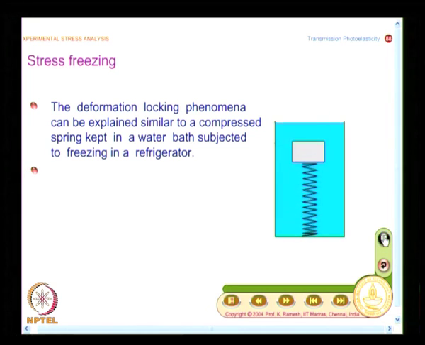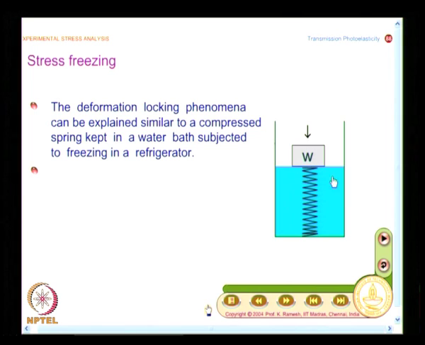So, what I am doing is I am taking a spring, I compress it and put it in water and keep this in a fridge. What will happen? I keep the spring compressed and I apply the load and I keep it in the fridge, and the water will solidify and become ice, and it will prevent the spring from coming back. The compressed spring will remain compressed, and something similar to that happens in the epoxy also.